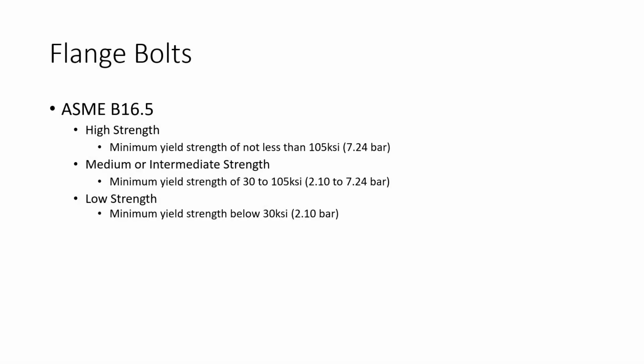ASME B16.5 categorizes flange bolts by their strength. In doing so, the standard has segregated bolts into 3 different strength categories. High strength, which is material with a minimum yield strength of not less than 105,000 pounds per square inch. Medium or intermediate strength material, which is material with a minimum yield strength of 30 to 105,000 pounds per square inch. And low strength, which has a minimum yield strength below 30,000 pounds per square inch.